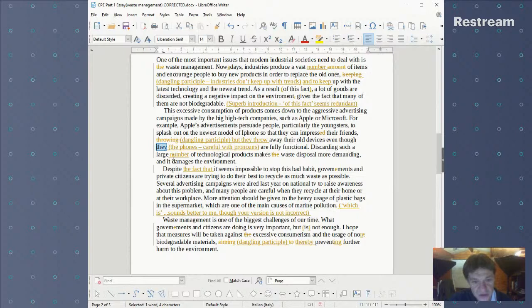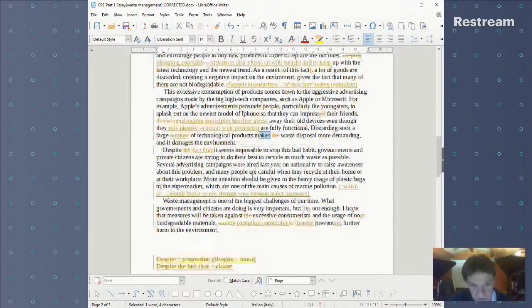Okay, discarding such a large number of technological products, notice I've chosen number and not amount, makes waste disposal more demanding, and it damages the environment. Good. Okay, despite it seems possible to stop this bad habit. Now, I've written down this mistake right here at the bottom, guys. Despite is a preposition, and what that means is that despite must be followed by a noun. Despite the fact that is a subordinating conjunction. I mean, it's a multiple word conjunction, but it functions as a subordinating conjunction, like although, because, if, when. And what we mean is that it's followed by a whole clause.